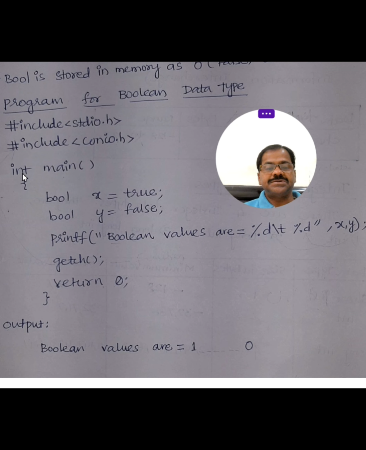Here you see, if I write int main, we have to write return 0. This getch will not function in Dev C++. This getch will function in Turbo C only.